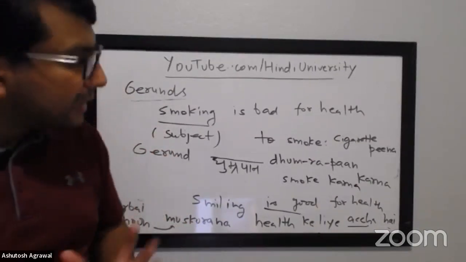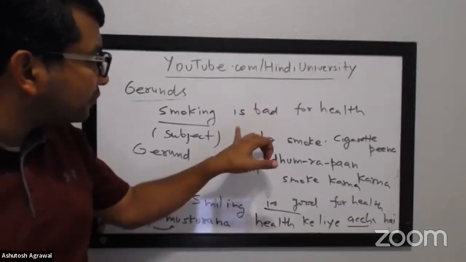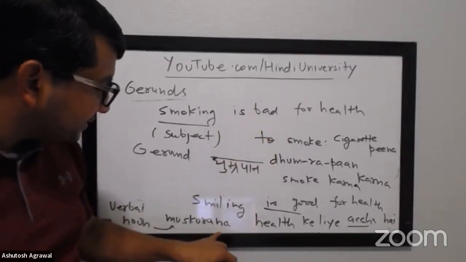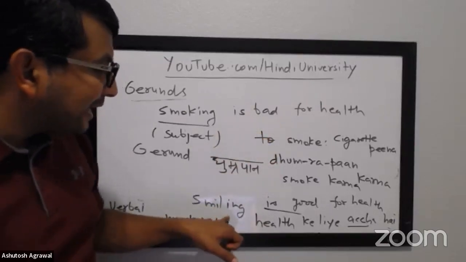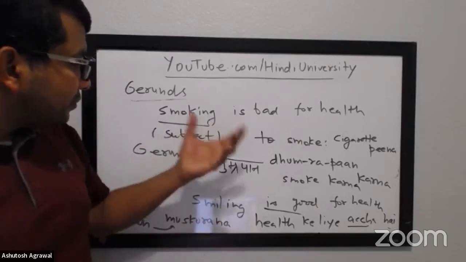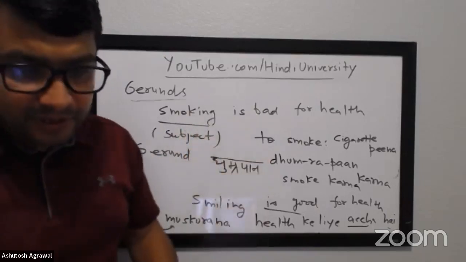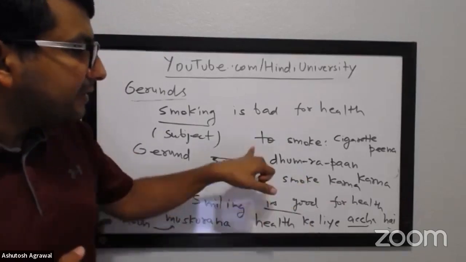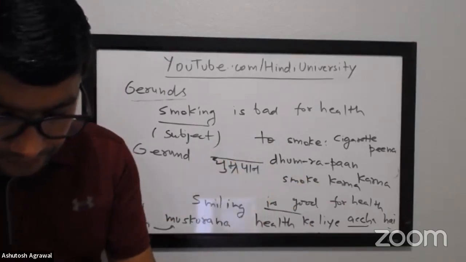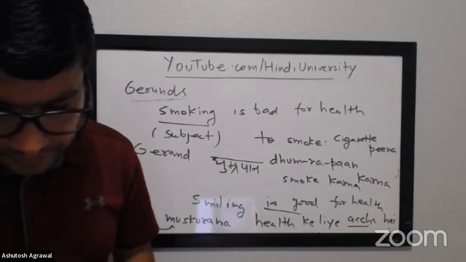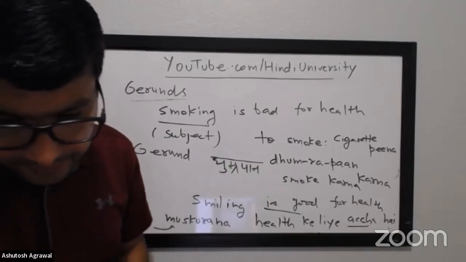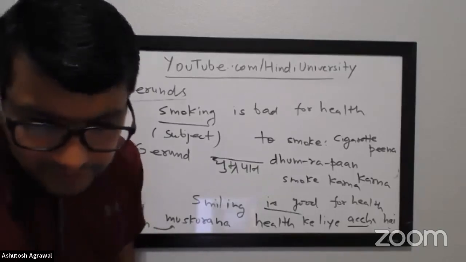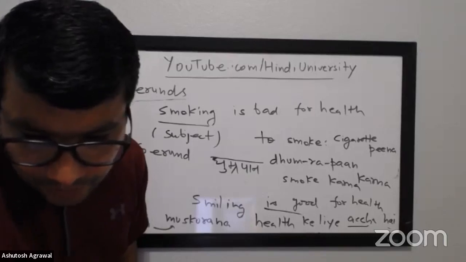Okay, so now let's say, how would you say that? I want all of you to try it out. You already have an example from before, which is smiling is good for health. Now you're simply saying smoking is bad for health. You already know how to say that in the infinitive form. I'm going to give some time to everyone, and you just have to approach it.